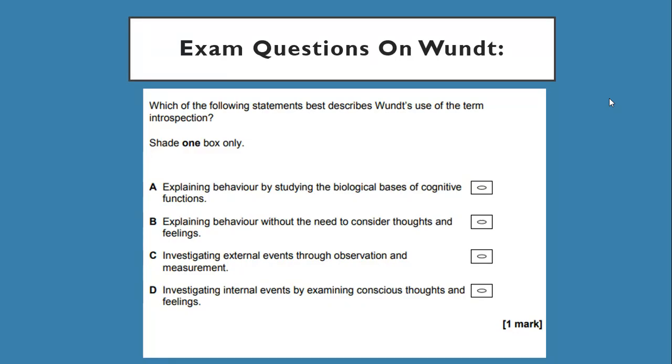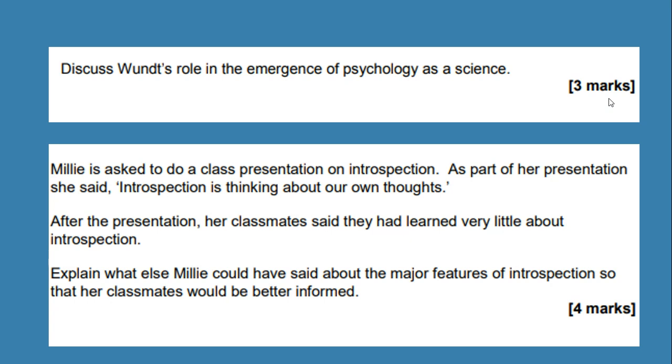Okay, the next slide shows some examples of exam questions that have been up on past papers on Wundt. The first one is a multiple choice question. Please be wary of multiple choice questions. They are usually more difficult than they seem. So there's a multiple choice question here. You've then got a 3-mark question on discussing Wundt's role in the emergence of psychology as a science, so how he helped psychology develop as a science.